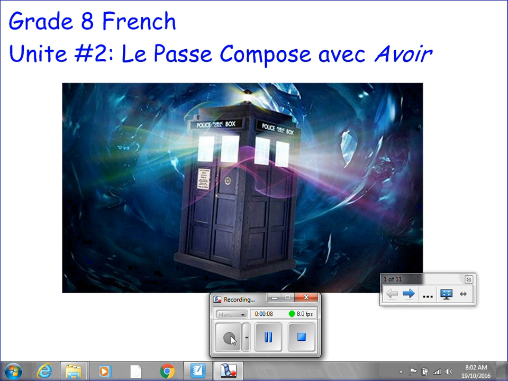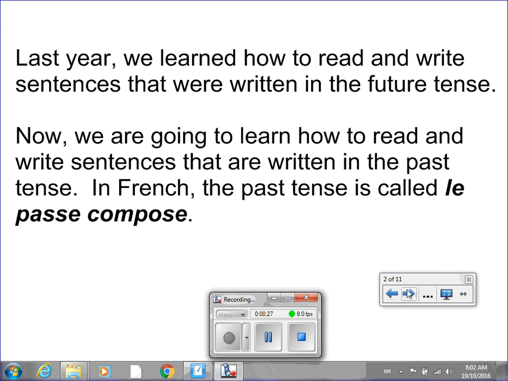This is the first of two grammar / parts of speech lessons from Unité 2, Unit 2. Today we are looking at le passé composé avec avoir. Last year, we learned how to read and write sentences that were written in the future tense. Now, we are going to learn how to read and write sentences that are written in the past tense. In French, the past tense is called le passé composé.